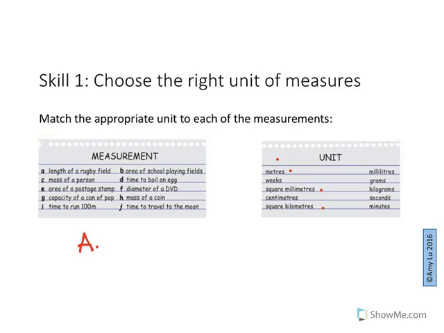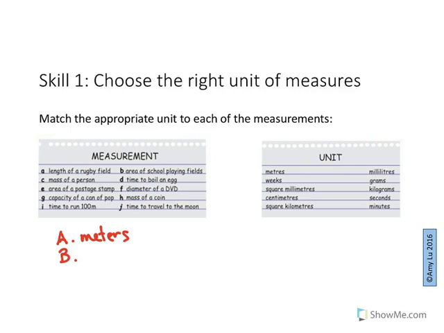You have 3 choices. And since we're only measuring the length of a rugby field, not the area, the length, A, we would use meters. So at this time, pause and complete the rest. So like we said, for A, we would use meters.